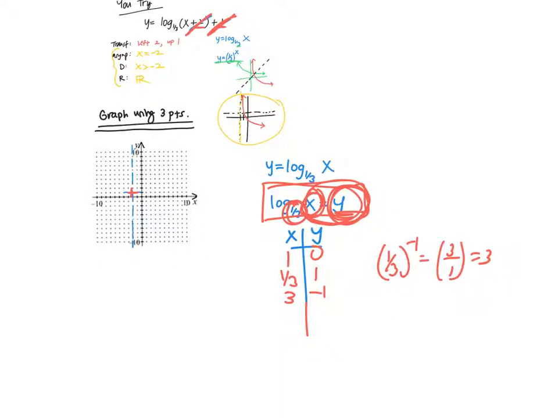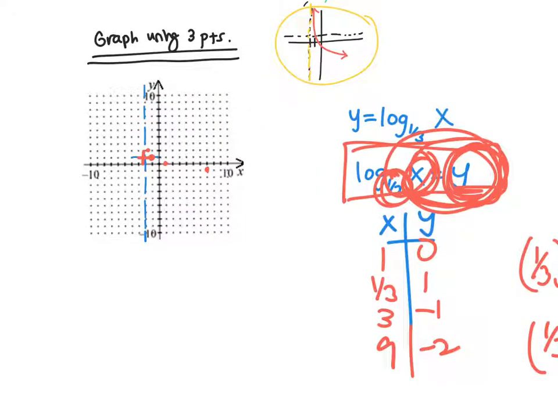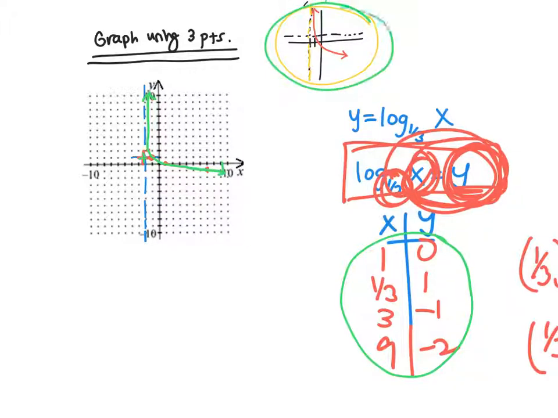You could have also plugged in -2 if you wanted to, right? 1/3 to the -2 would have given you 3/1 to the +2, which is 9. But again, you just need 3 points. So here I went ahead and plotted all of these points from the shifted xy coordinate plane using this as 0, 0. And now I can go ahead and connect these dots like so. And that is the shape that I was looking for.